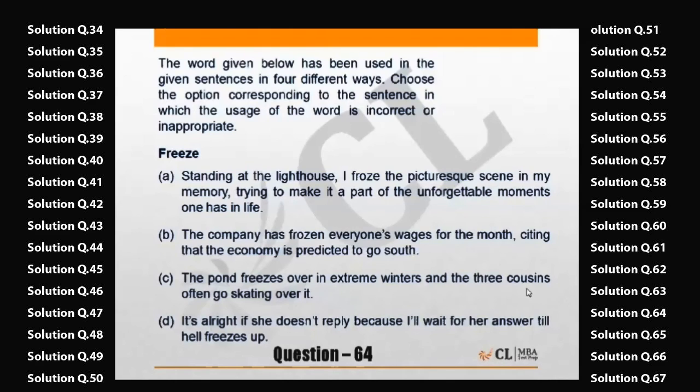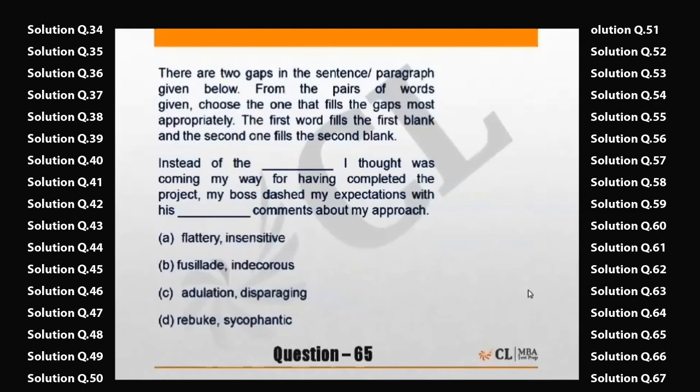Now the correct phrase here should be, till hell freezes over, not freezes up. This phrase, hell freezing over, means forever, since hell is believed to be a fiery place that will never freeze. Which also brings us to the next question, which is question number 65.